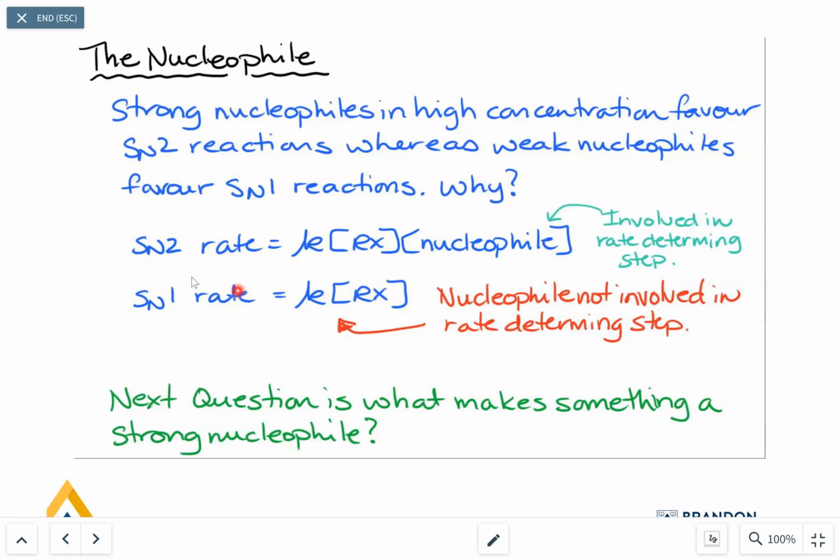So if you've got a secondary alkyl halide and you use a strong nucleophile, you're going to increase the propensity of an SN2 reaction. If you use a really weak nucleophile, you're going to increase the propensity of an SN1 reaction.